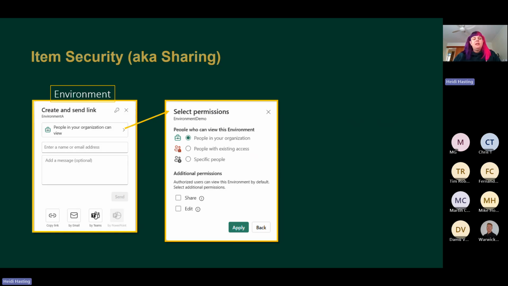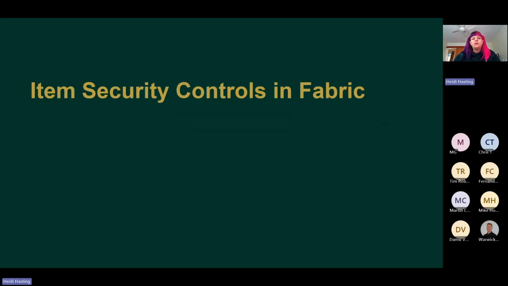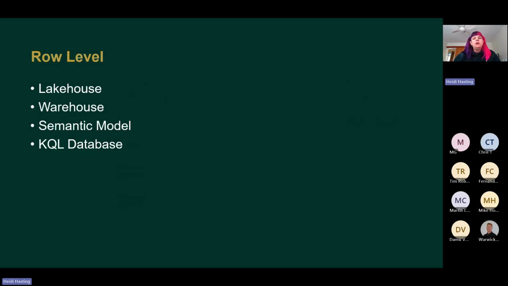Environments also have the ability to do the sharing of an environment, so you can leverage that environment across different groups of people. When it comes to item security, so this is the in-item level controls, we've, of course, got row level security. Now, row level, fortunately, does apply to all four of the storage aspects. So your lakehouse, your warehouse, KQL database.